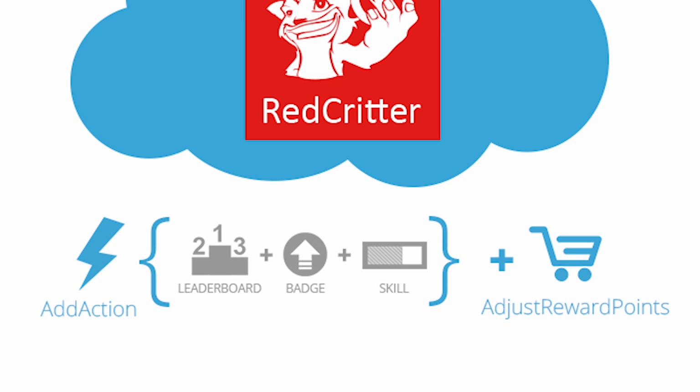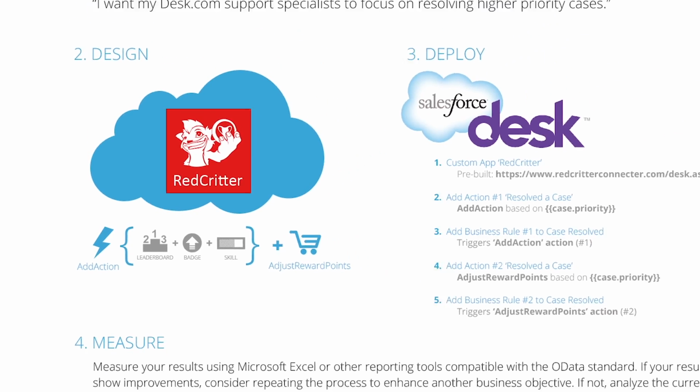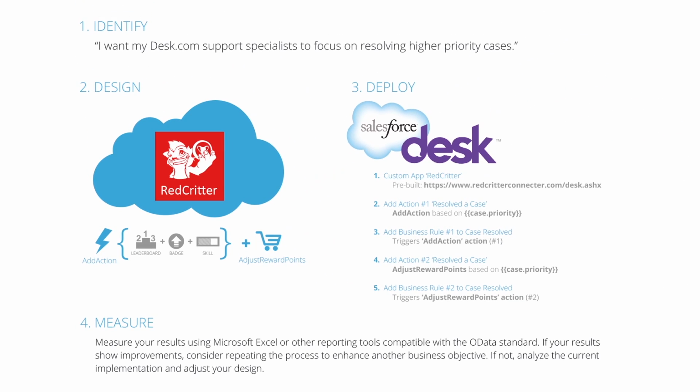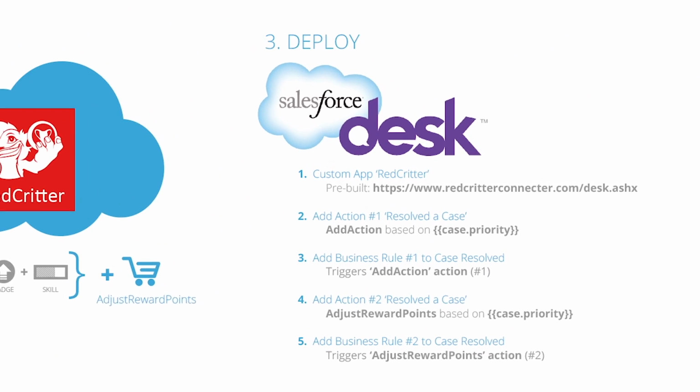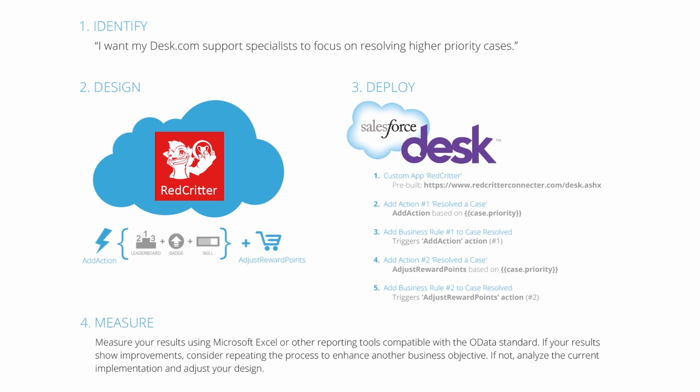And then lastly, I'll show you how to create a reward store. And we'll actually give reward points based on those high priority tickets. So we're going to add some more conditions. And so, step number 2 is to design in RedCritter, and step number 3 is to deploy in desk.com. So since I've identified my objective, let's go ahead and just jump right into RedCritter Connector.